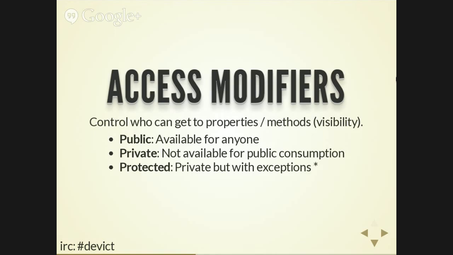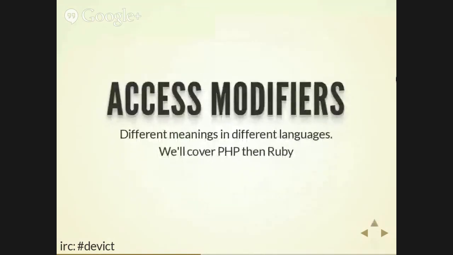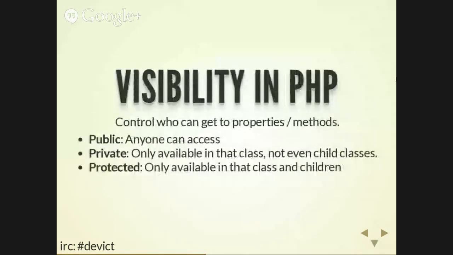Now, not talking about a REST API, but talking about the stuff that I publish and make available. So if I change one of these things, I have to be careful because other things might be relying on it that I'm not aware of. Things that are private typically are not available for public consumption. And things that are protected are like private, but with exceptions, and we'll learn about those. Different languages will give different meanings to these keywords. So first we're going to cover PHP and then Ruby.